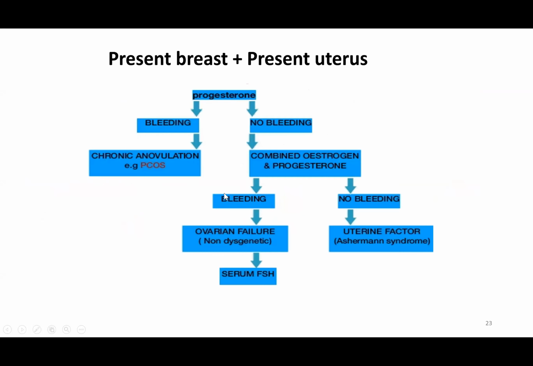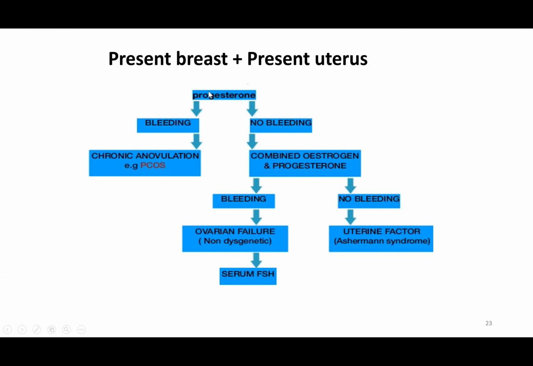In the fourth category, she has normal breasts and the uterus is also there. We can give her progesterone treatment in the form of oral or injectable progesterone, and we will wait. If she has bleeding, it means that there's a problem with ovulation. Everything is normal except ovulation, for example, in cases of polycystic ovary syndrome. If there is no bleeding, we give her a combined pill.